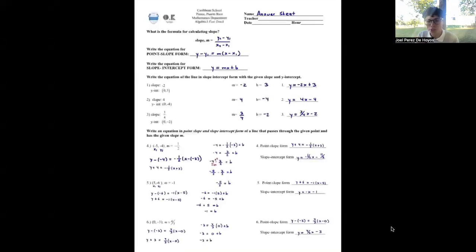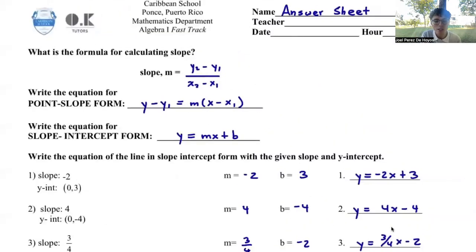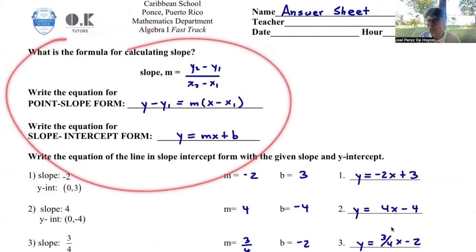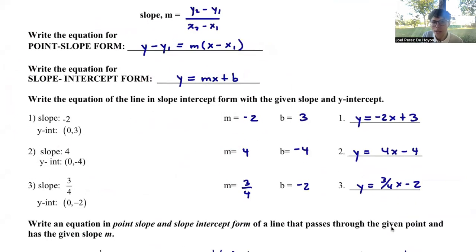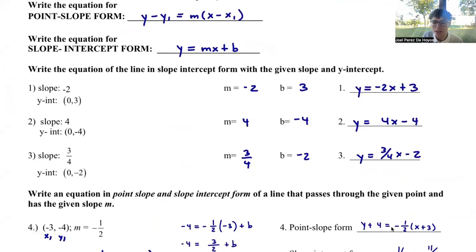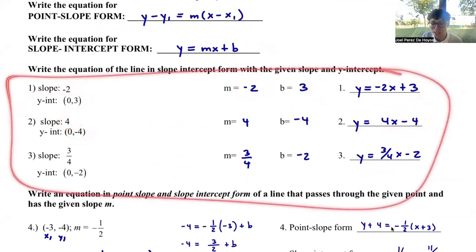Right off the bat, you just have to write the equations. This part is pretty easy, pretty important. There's the slope equation, point-slope form equation, and slope-intercept form. In the second part, you just have to write from the slope and the intercept, using slope-intercept form. If the slope is -2, it would be y equals -2x plus 3. If the slope is 4, it's 4, -4. This is going to be an easy part, so I'm sure that everyone got this correct.